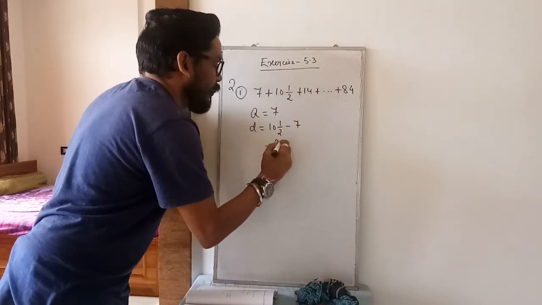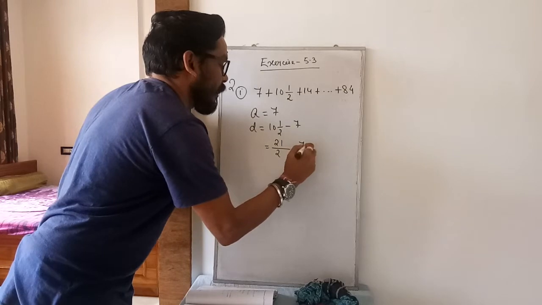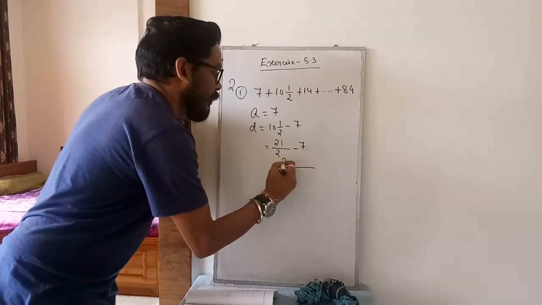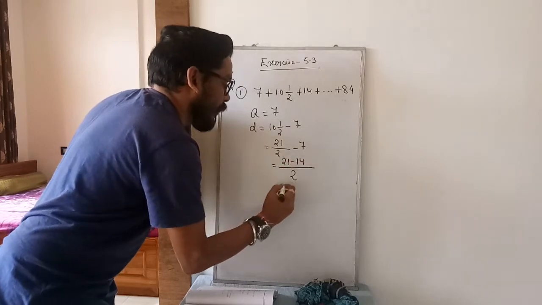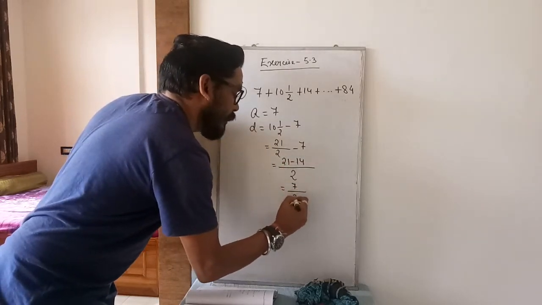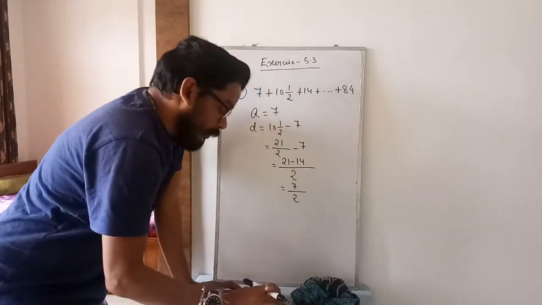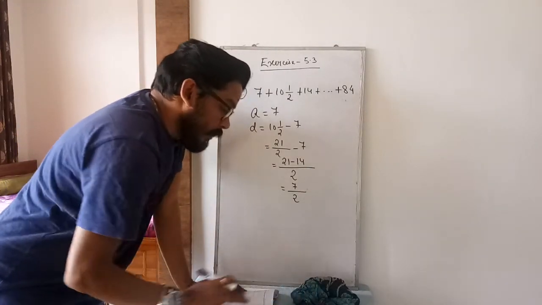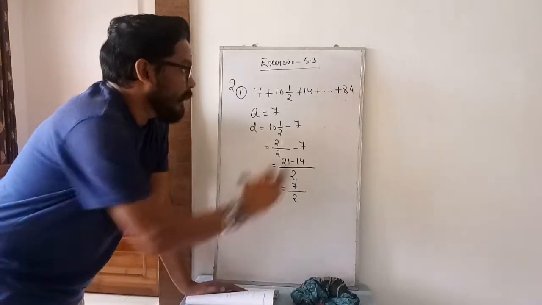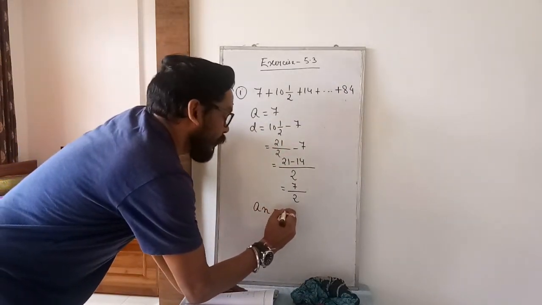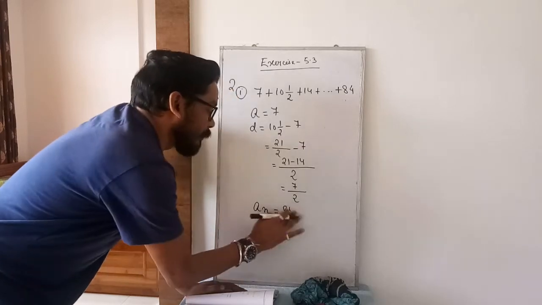So it is 21 by 2 minus 7. If you take LCM, it is 21 minus 14, so it is 7 by 2. Got it? 21 minus 14, 7 by 2. So you got a and d, and this is your last term an. An equal to 84. You can write it as L also.